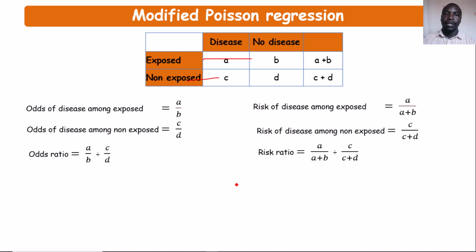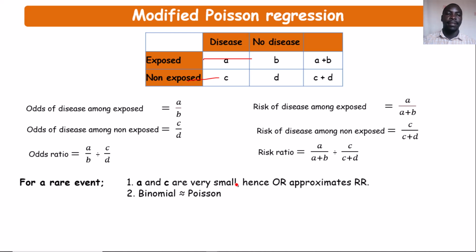There is an element of what we call a rare disease. For a rare event, you will have smaller numbers of people who have the disease. And in such scenarios, A and C are very small, hence odds ratio approximately equals the relative risk. What we mean here is if A is very small, then it means A over B will be almost the same as A over A plus B, because A is very small.